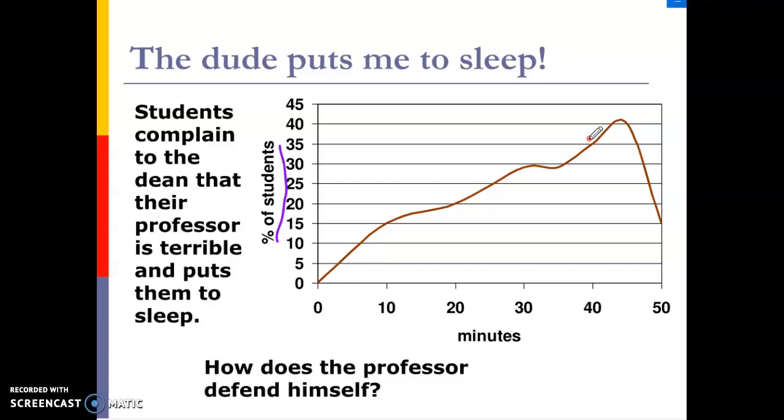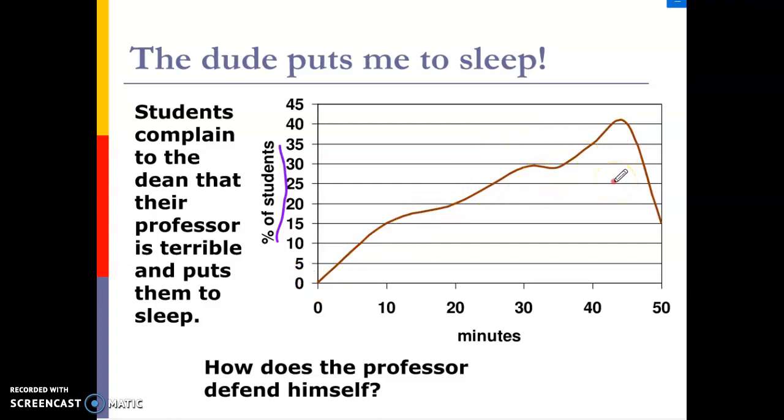One of the ways I could defend myself is to say, hey, look, dean, I'm actually doing a decent job, because the students are falling asleep at a very small rate, something like only 0.5% per minute. You might be thinking that's not too bad. That would mean at the end of 50 minutes I might have 25%, a quarter of the class, asleep. So it surely doesn't look like this graph.